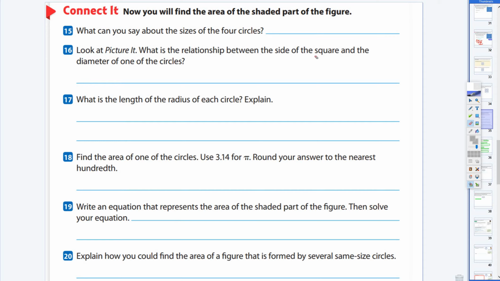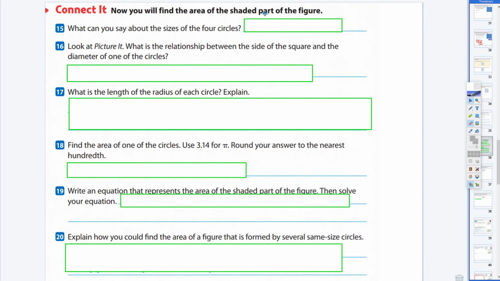Use 3.14 for pi. Round your answer to the nearest hundredths. Now that's something we did not do, and hopefully you will do that. Then it says to write an equation that represents the area of the shaded part of the figure. Then solve your equation. And then the last question says explain how you could find the area of a figure that is formed by several same size circles. Again, I would pause this video, answer these questions, and then check your answers after you complete them.